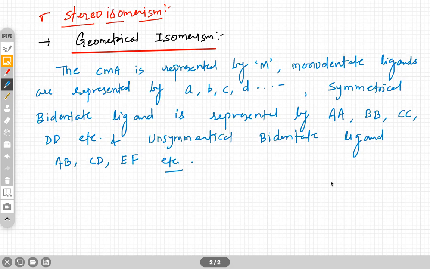Okay, we'll see that, Venkat, in the last. Sure, sir.